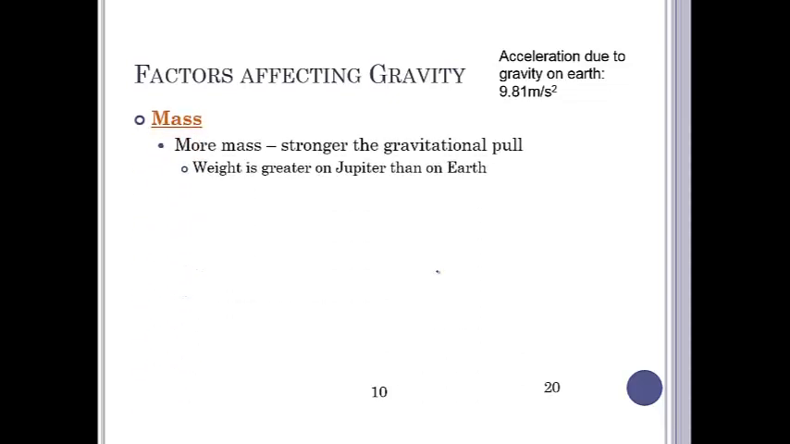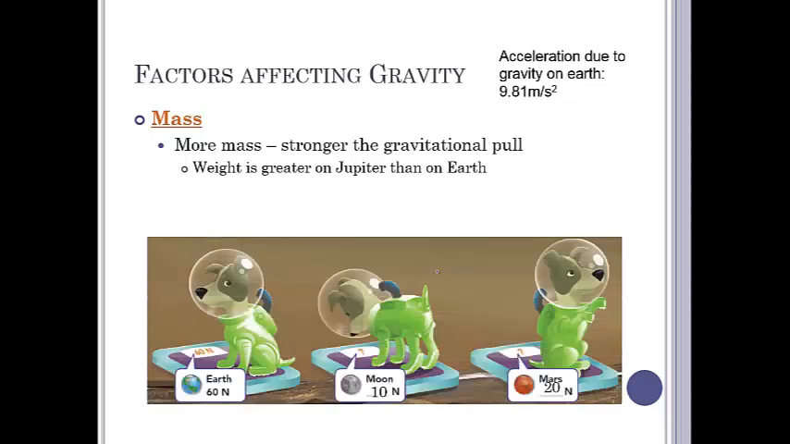There are some factors that affect gravity. The first one is mass. The more mass of the object, the stronger the gravitational pull. So your weight is going to be a lot greater on Jupiter than it will be on Earth. And here's a cute little graphic to display that, where this dog here on Earth has a weight of 60 newtons. And again, the way that you calculate the weight is that you take the mass times the gravity. And then the moon, because the moon is a less massive object, the dog is going to weigh less on the moon. But then on Mars, you can see that Mars is bigger than the moon, but not quite as big as Earth.